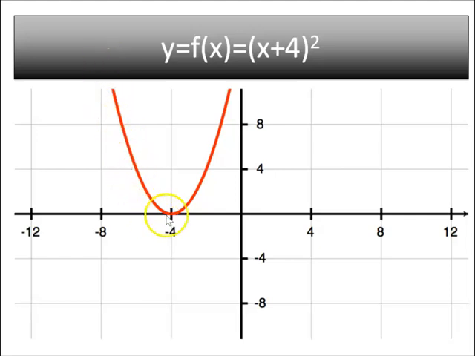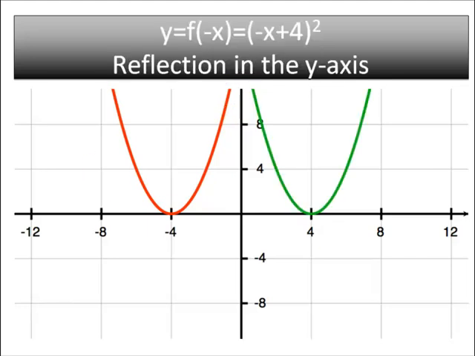So here we have the curve y is equal to f of x, which is equal to x plus 4, all squared. And here we have y is equal to f of minus x. So notice that the minus is inside the brackets, which is equal to minus x plus 4, all squared. So it's now a reflection in the y-axis. So the minimum point, it was minus 4 comma 0. It's now 4 comma 0.